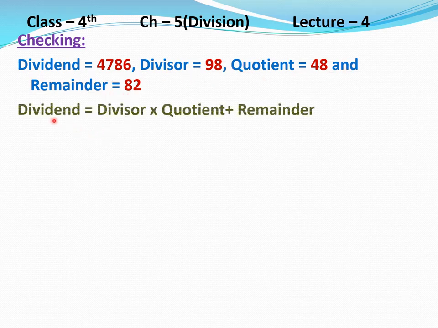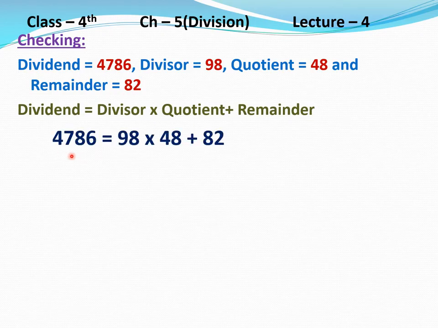Clear? Now write down dividend equal to 4786, divisor equal to 98, quotient equal to 48 and remainder equal to 82. Write down dividend equal to divisor multiplied by quotient plus remainder. Write down 4786 equal to 98 multiplied by 48 plus 82. First multiply 98 by 48. First multiply 98 by 8. See, 8 8s are 64, write 4 here and 6 carry. 8 9s are 72, 72 plus 6, 78, write down 78 here. Now put one cross here.